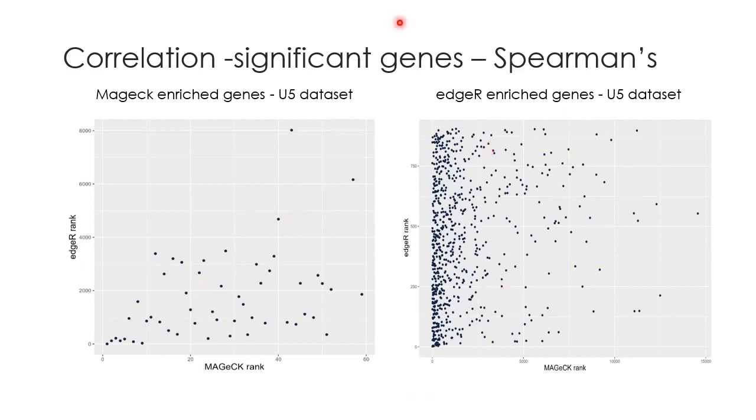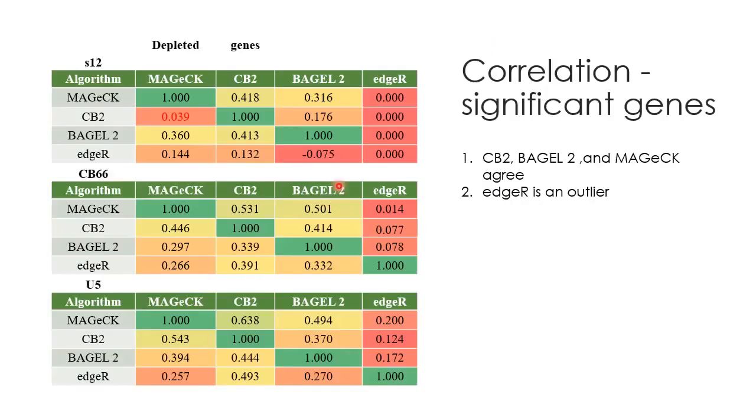And this testing was also done for all the genes, and significant meaning false discovery rate of less than 10% and p-value of less than 0.05, Bayes factor of greater than 7 for Bagel. These are Spearman's correlation coefficients for depleted genes. Here the column name indicates the source of significant genes. MAGeCK means that these are correlation numbers for MAGeCK's and other algorithms' rankings for MAGeCK's significant genes. You can see that MAGeCK, CB2 and Bagel more or less agree with each other, and EDGER is an outlier.